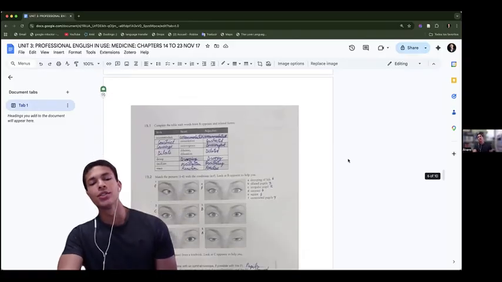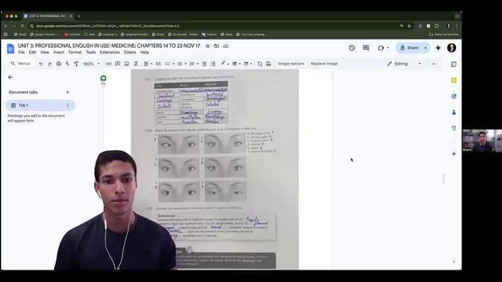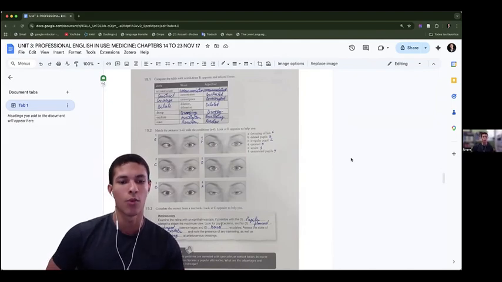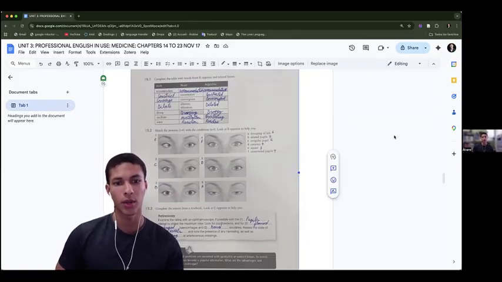Now, exercises of chapter 19. Complete the table with words from B opposite and related forms. Verb, noun, adjective. We have accommodate, noun accommodation, and adjective accommodative. Constrict, constriction, constricted. Converge, convergence, convergent. Dilate, dilation or dilatation, and the adjective is dilated. Droop, we have drooping and droopy. Oscillate, we have oscillation and oscillating. React, we have reaction and reactive.